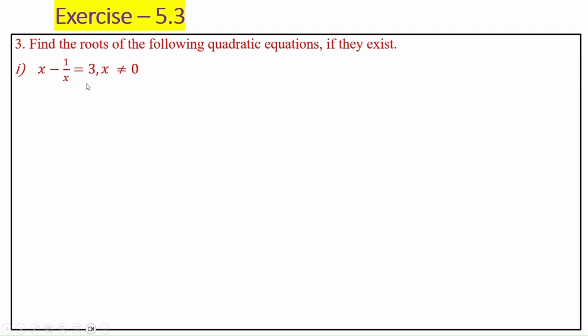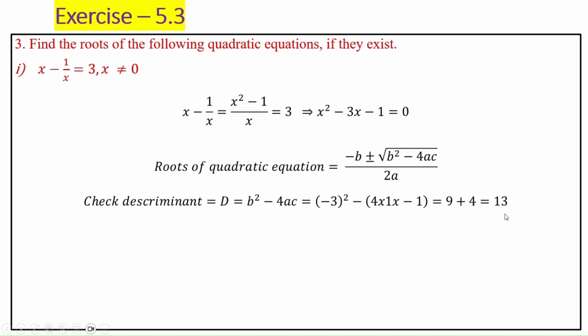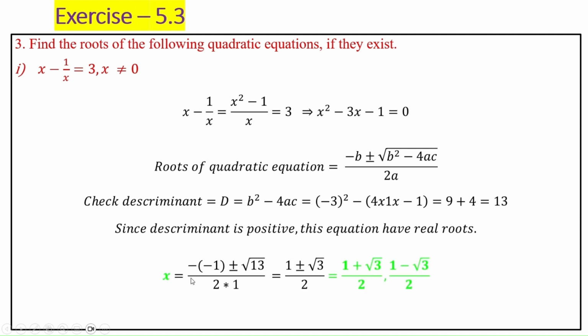Next, x minus 1 by x equal to 3, and x is not equal to 0. We can rewrite this as x square minus 1 by x equal to 3, or x square minus 3x minus 1 equal to 0. Now the same thing we will apply. The discriminant is 13, so roots exist. Two real roots will be there, and they are 3 plus square root of 13 by 2 and 3 minus square root of 13 by 2.